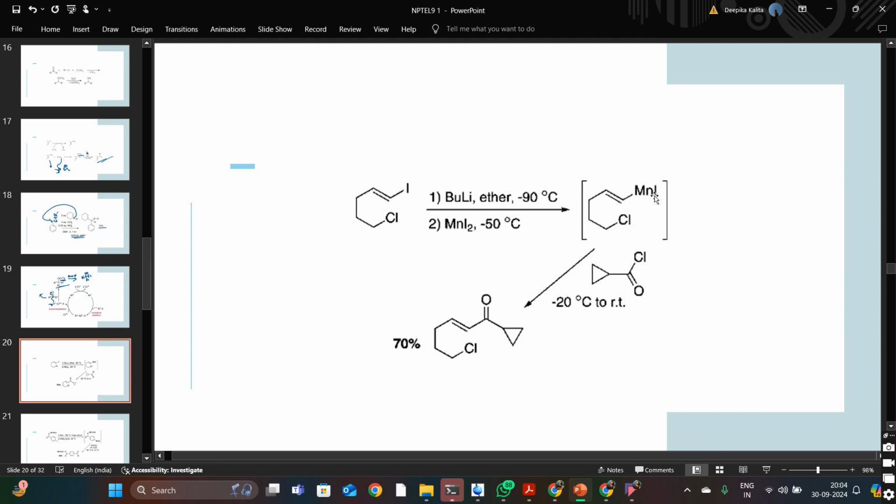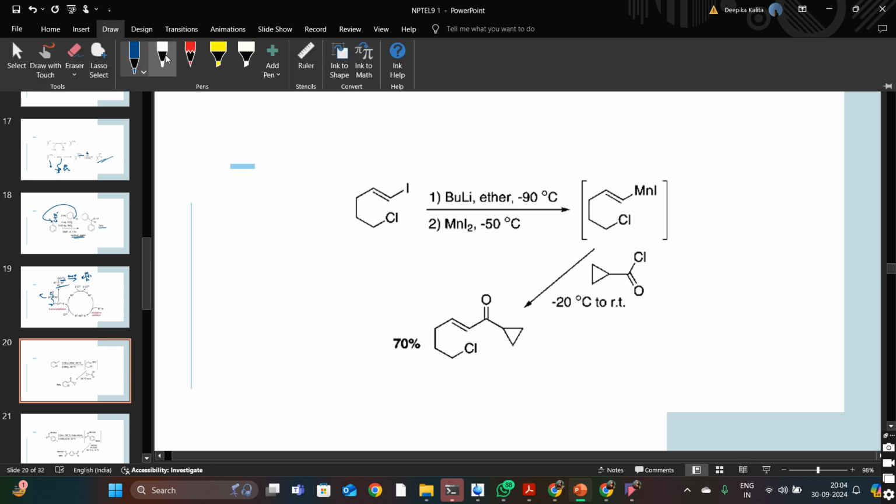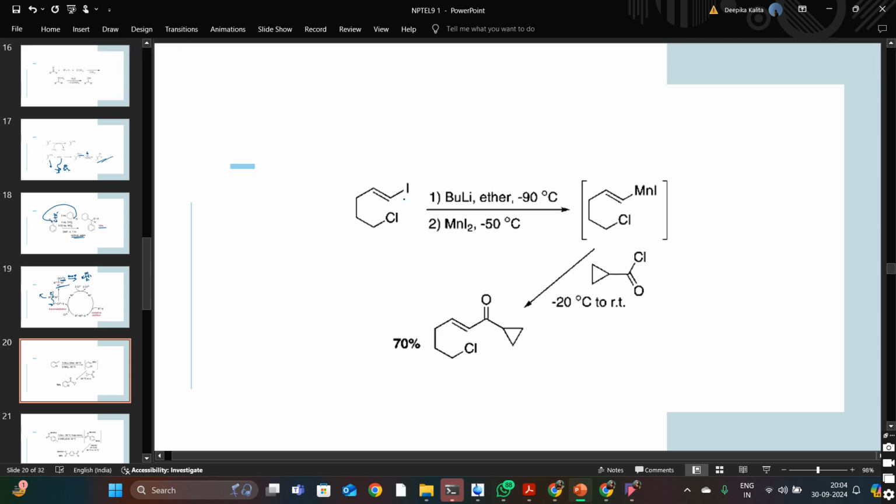Moving to the next question. This is from the part organomanganese compounds. Let us look at this reaction step by step. First, what will happen? You have two leaving groups here, one is iodide and one is chloride, and iodide is present as the vinyl iodide. Between these two, iodide is a much better leaving group, and in presence of this vinyl group, it is much more enhanced in this case.